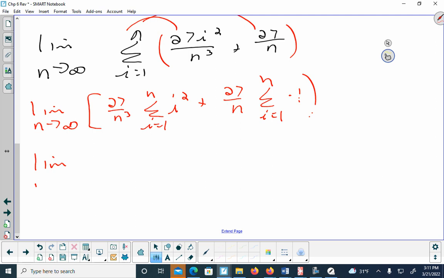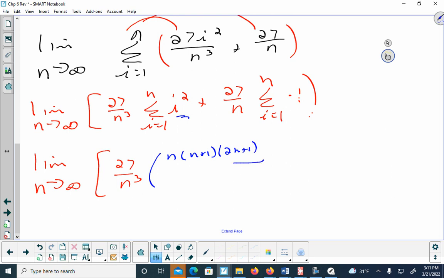So still taking the limit as n approaches infinity, there's that 27 over n cubed. The pattern for i squared, for this guy here, is going to be n times n plus 1 times 2n plus 1 all over 6. And then here I have the plus 27 over n, and the pattern for this 1 is going to be n times 1, so that would be n.